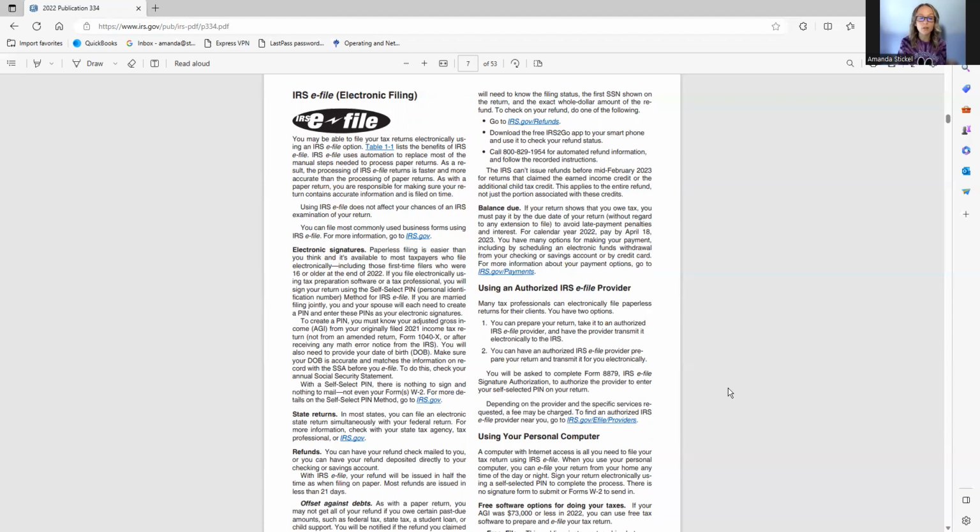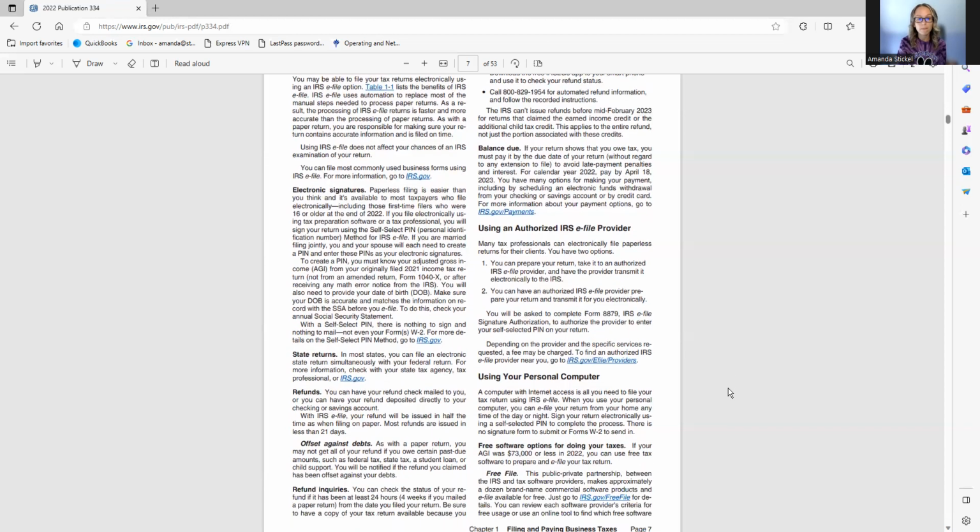As with a paper return, you are responsible for making sure your return contains accurate information and is filed on time. Using IRS e-file does not affect your chances of an IRS examination of your return. You must file most commonly used business forms using IRS e-file. For more information, go to irs.gov.